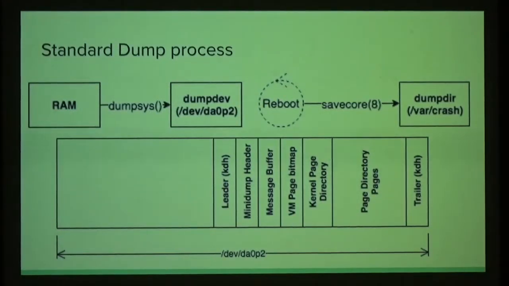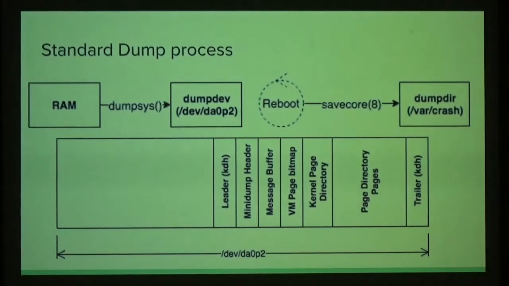The standard dump process is pretty simple. You dump all your RAM into a swap partition, and then you reboot. And then upon reboot, you run a program called savecore that reads off the swap partition and creates files on your file system so you can later use them in vmcore crash tools.